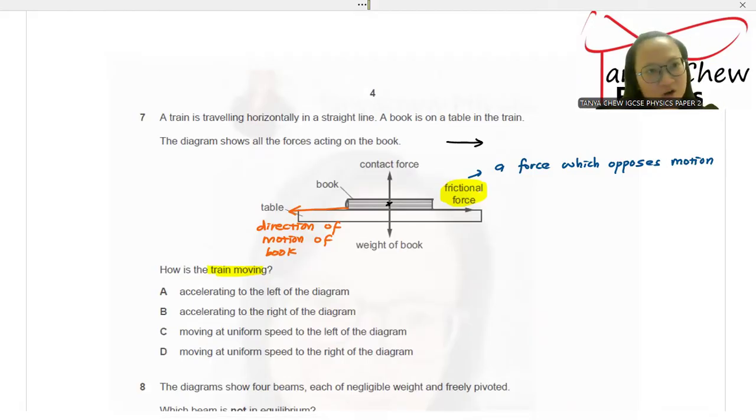You can try to imagine this. You're sitting in the car. If the car suddenly speeds up forward, what happens to you? You move backwards. Could you see that? Therefore, the train must be accelerating. That means a force must be applied so that the book will slide to the left, with the train accelerating to the right of the diagram. So B is the answer.